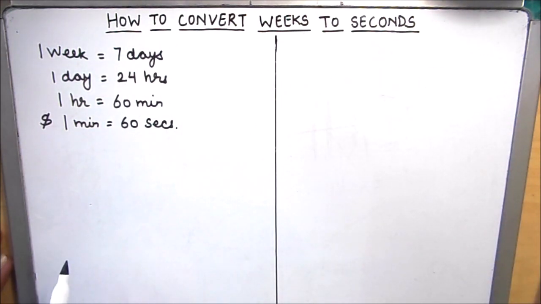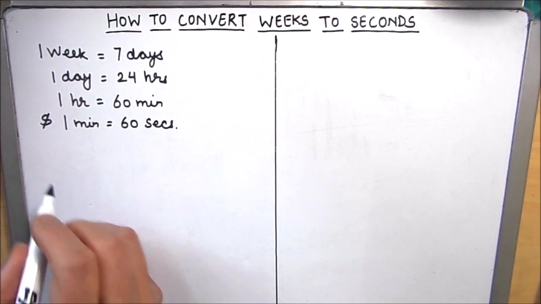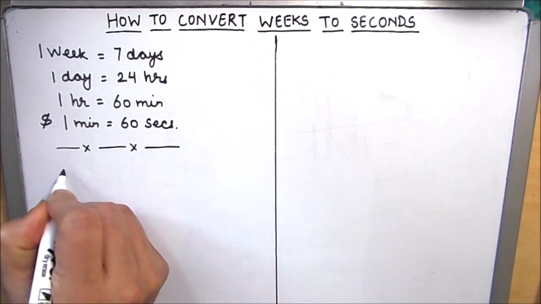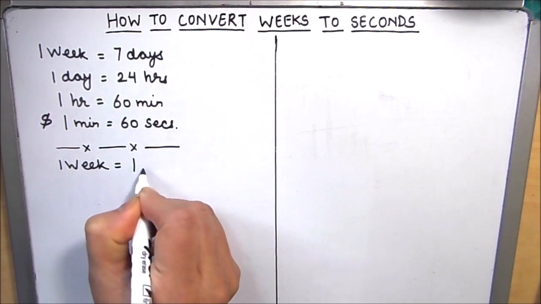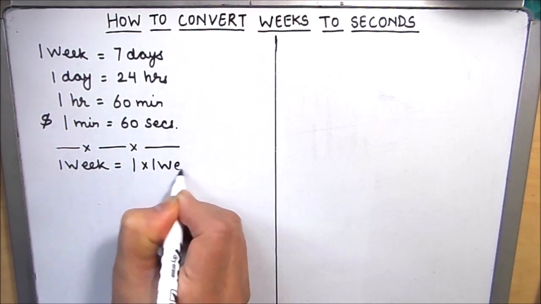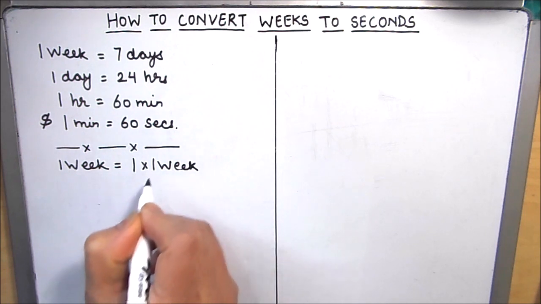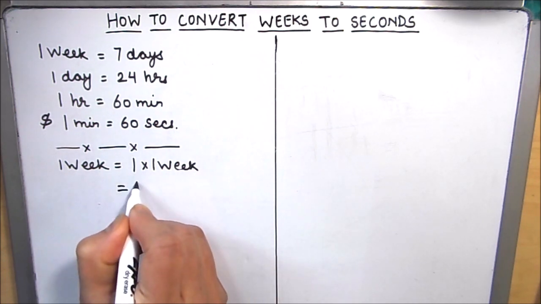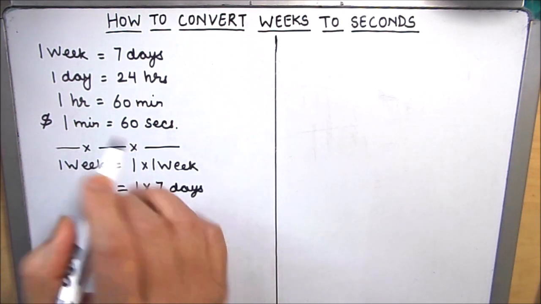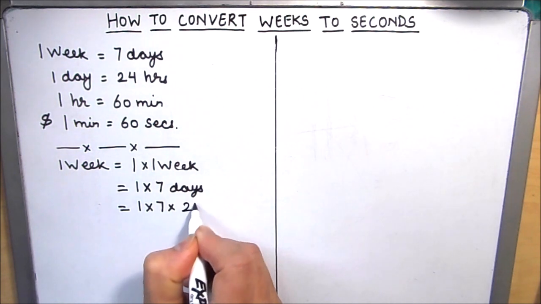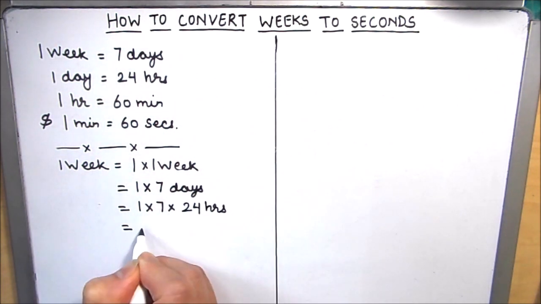So first we'll find 1 week is how many seconds, and then we can multiply that number with the required number of weeks. Let's find how much is 1 week in seconds. So 1 week is 1 times 1 week. We can write like this, and as 1 week is 7 days, we'll replace week by days: 7 days.